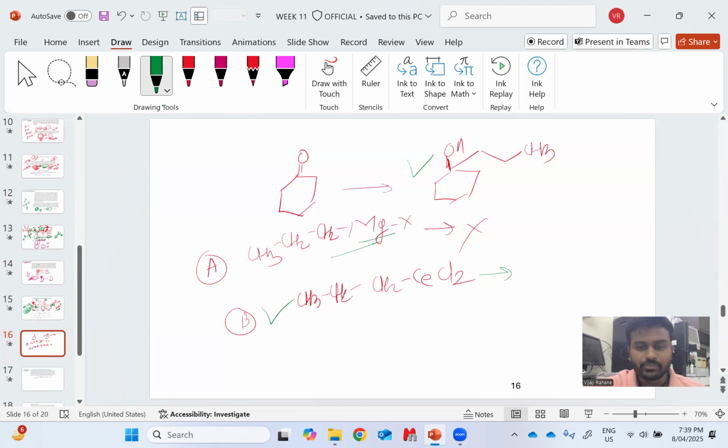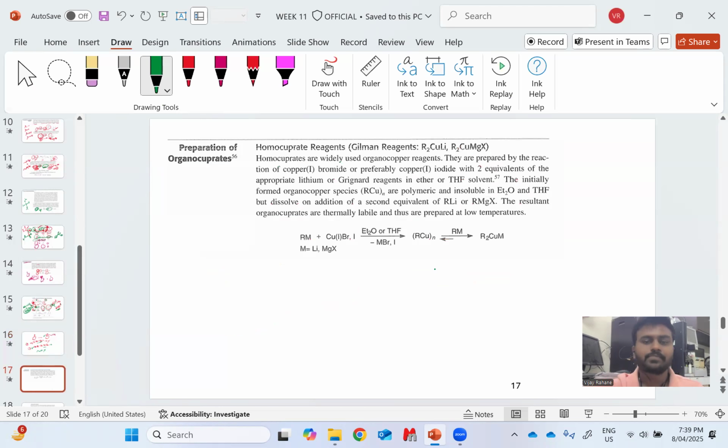or also if you use the butyl lithium, sorry, propyl lithium, that also doesn't give the formation of this product selectively. So that's why this cerium based reagent also holds a significant importance.